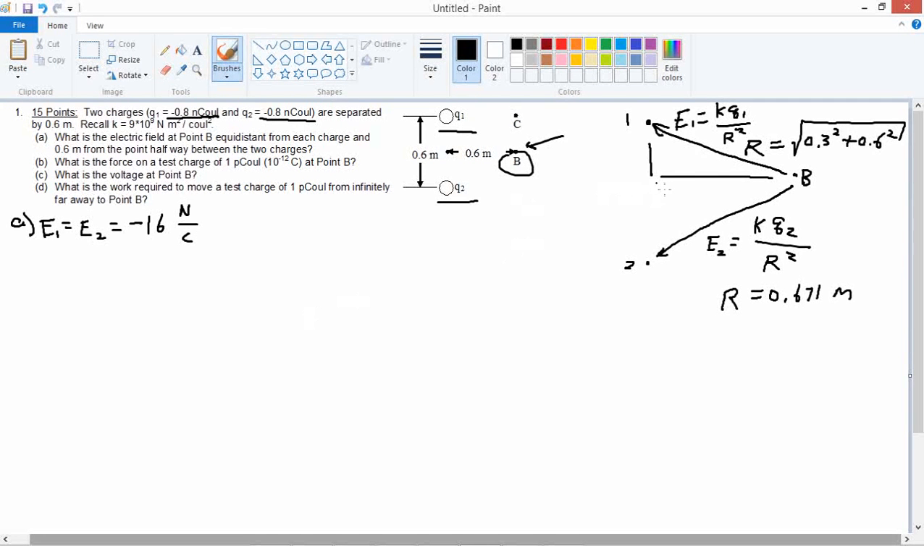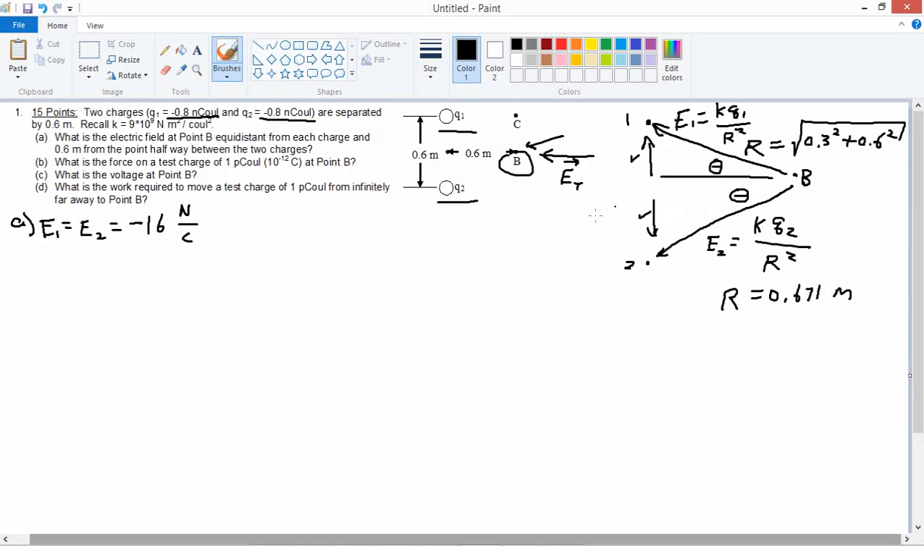But we need the components. First of all, I think it ought to be pretty obvious that this magnitude is the same. These two angles are the same also. So the vertical components are going to be equal and opposite. We will not have any vertical component of the electric field at point B. It'll all be horizontal, because the vertical components of E1 and E2 are equal and opposite, leaving only the horizontal.